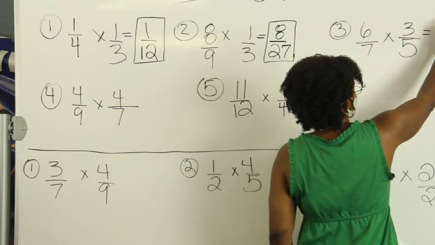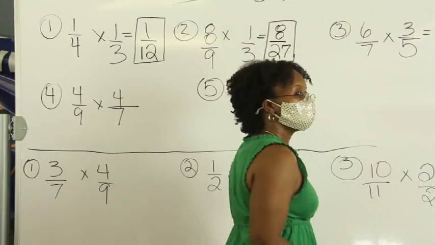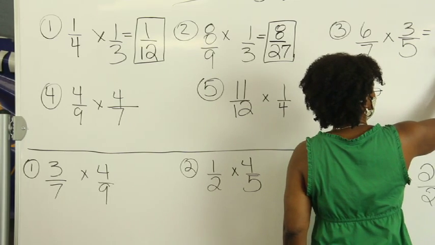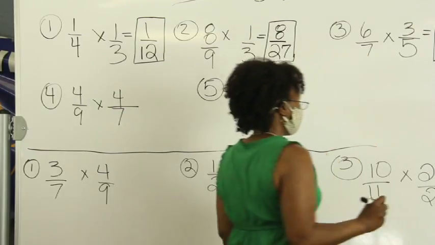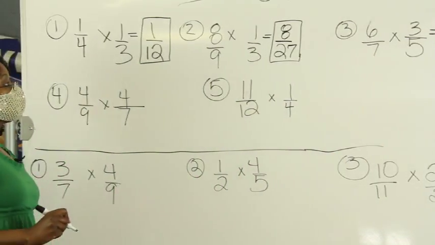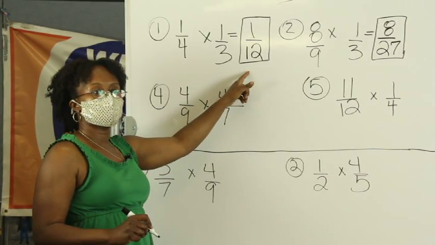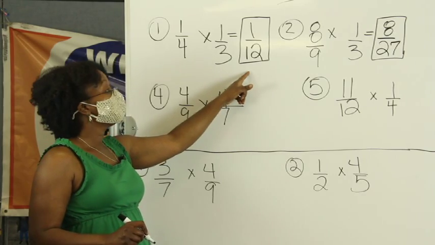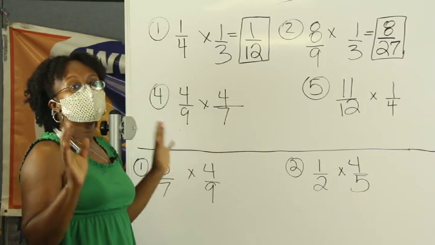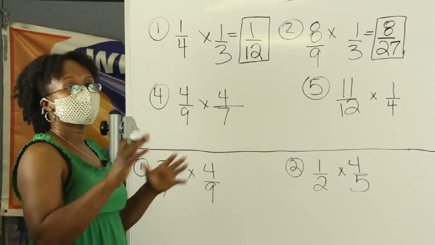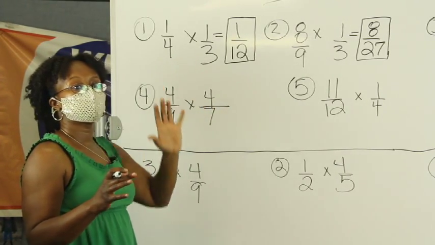6 times 3 is 18. And 7 times 5 is 35. So our answer is 18 over 35. All right? So always remember, with your answer, you can make sure that it cannot be reduced, because more than likely your math teacher is going to want you to be able to reduce it without them saying you need to, okay? You should always make that a habit of trying to reduce any answers to the simplest fraction, okay?